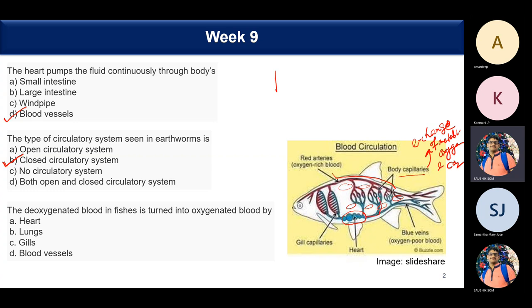Then this deoxygenated blood comes to the heart again. The heart again pumps the blood to the gill capillaries. In the gills, oxygen and carbon dioxide exchange, and the blood again becomes oxygenated and goes back. So the gill capillaries are where the deoxygenated blood in fishes is turned into oxygenated blood. The correct answer is gills. Lungs do the same thing, but fish don't have lungs, so lungs is not the correct answer.